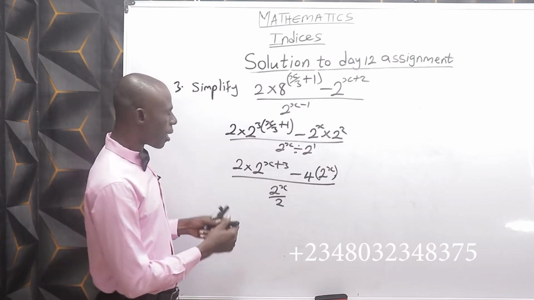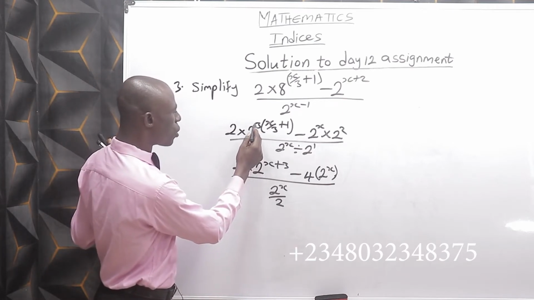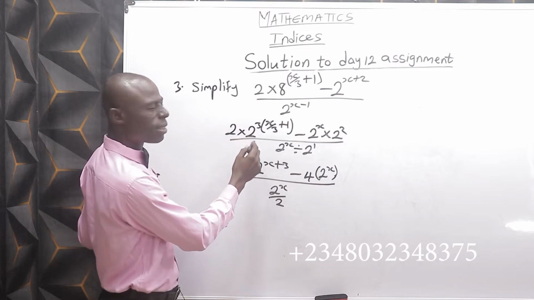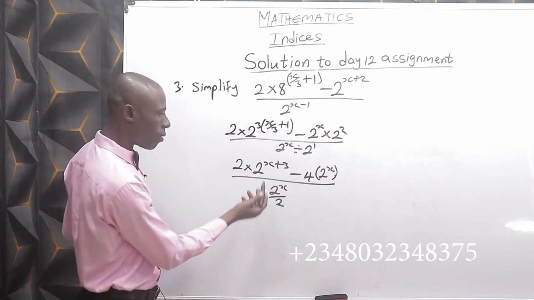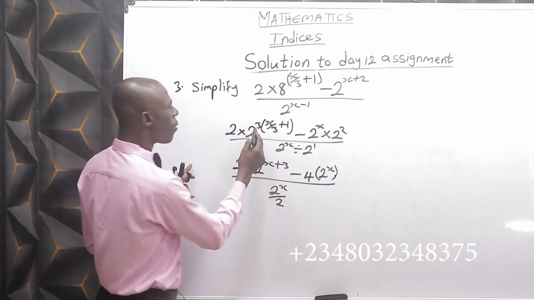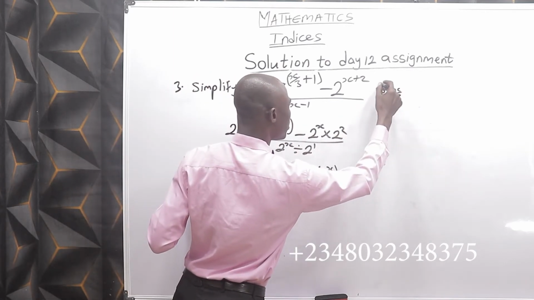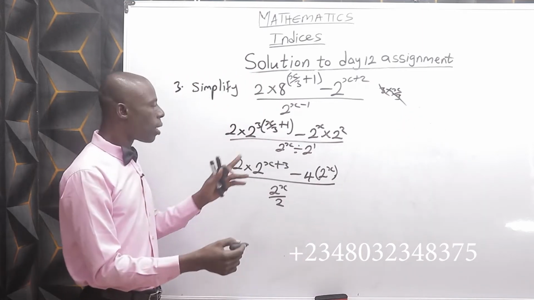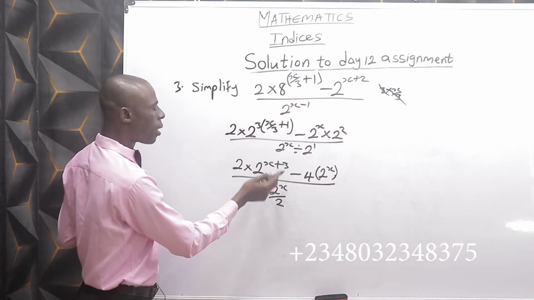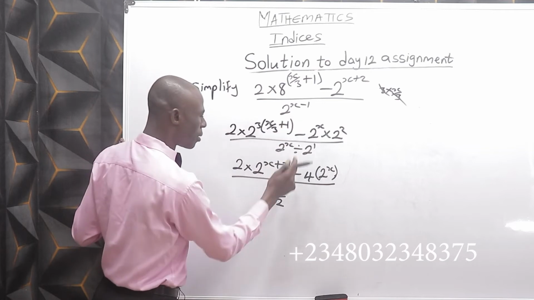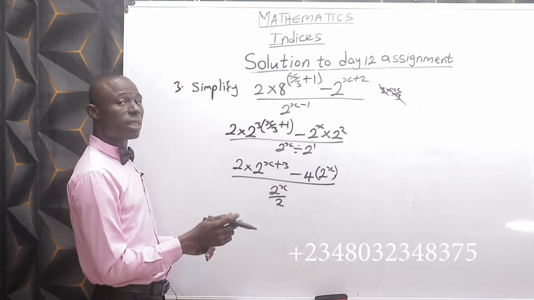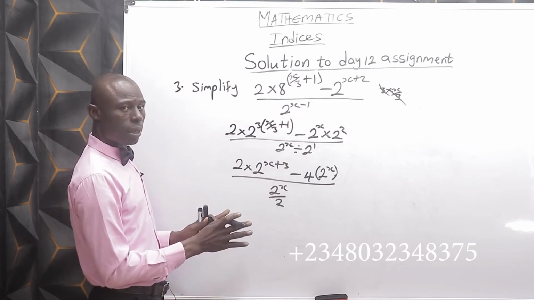Looking at this critically, by the time we use this 3 that is outside the bracket to open the bracket, what do we have? We have x plus 3. How? 3 times x over 3. This 3 will take care of 3. We have x left. Now, plus 3 times 1, 3. That is why we have this. I want to believe it is clear now.